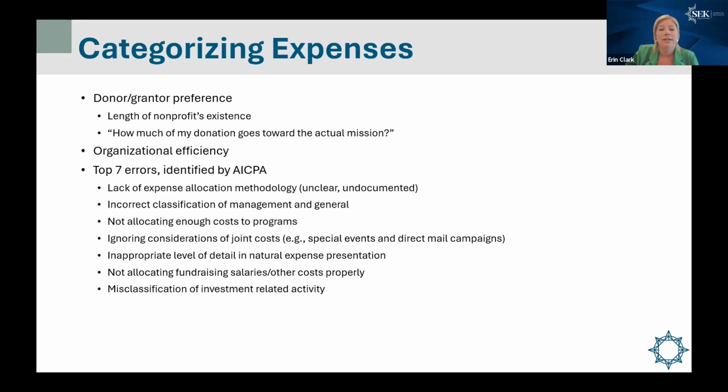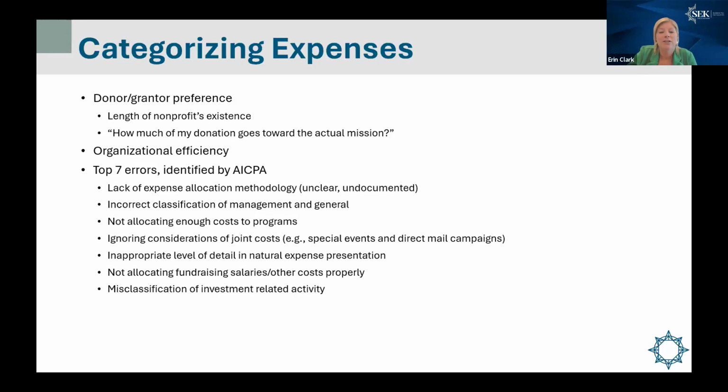inappropriate level of detail in natural expense presentation. And there's no one size fits all approach. Every nonprofit is going to be different. But I've seen situations where there's not enough detail in the natural classifications. And then I've seen situations where there's really just too much detail and it's no longer conducive to any reader of the financial statements to really make sound financial decisions, because it's just too much information and it's segregated into too much detail to really be able to make financial decisions.